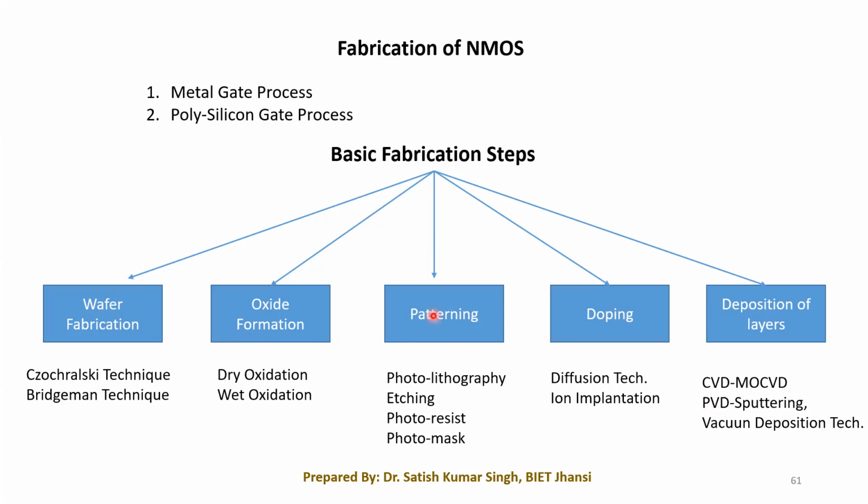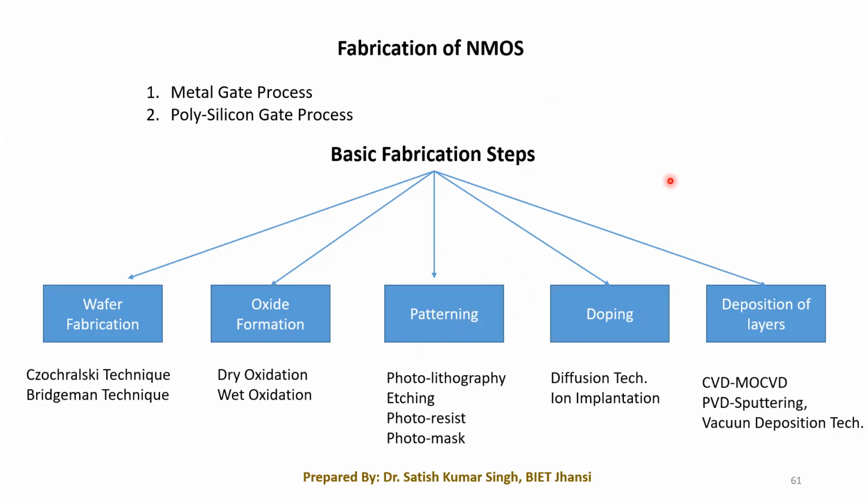While writing these four processes, do not get confused that every time we have to follow this sequence. It is not like we use the patterning just one time or use the deposition just one time. They may be used multiple times. You will understand that when I discuss the metal gate process for NMOS fabrication. These steps do not need to be sequential; they can have any order and can be used multiple times.